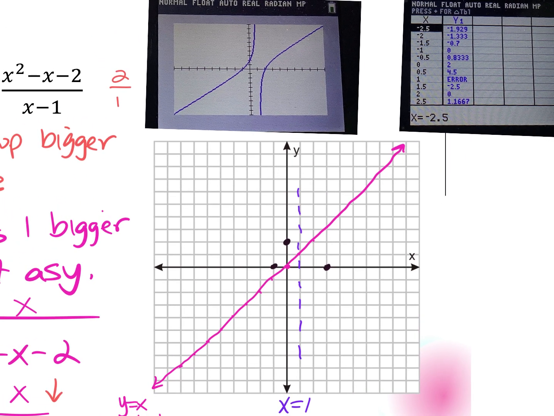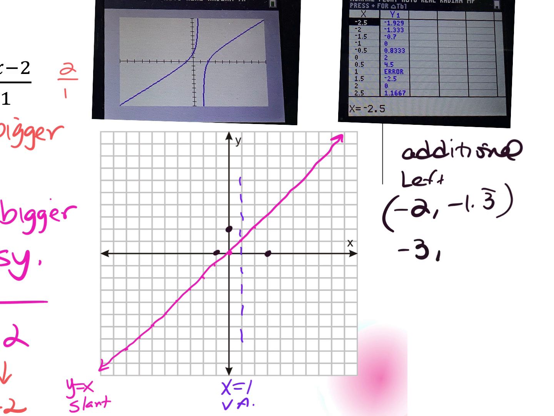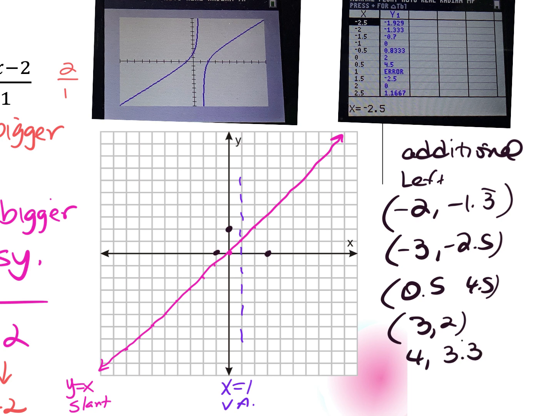So now I can get the additional points to the left of the purple line. So for the left side, for my additional points, I could use negative 2 and negative 1.3 repeating. And I can also use, let's see if I can get another one, negative 3 and negative 2.5. And then for the right side, I could use 0.5 and 4.5. Or I could use, let me go ahead and scroll down, get some a little bit further away. I could use 3, 2. And if I wanted even more, 3.3 repeating. So let me go ahead and get some of these on the graph.